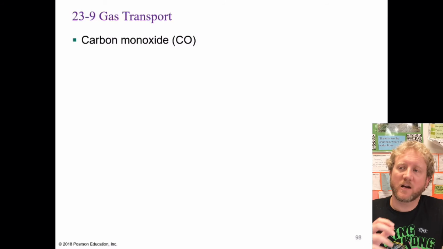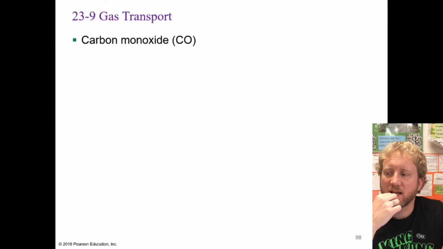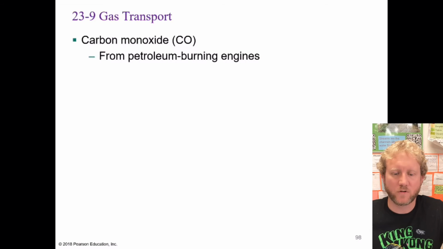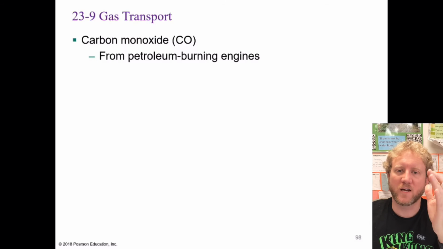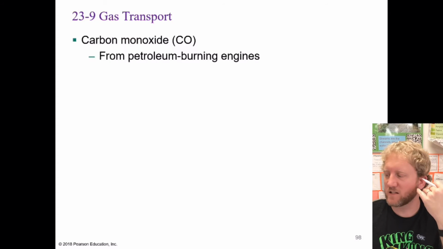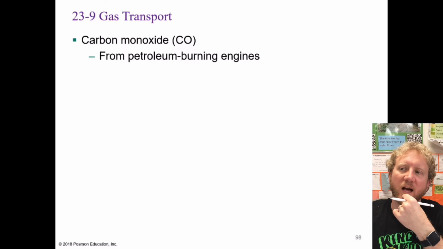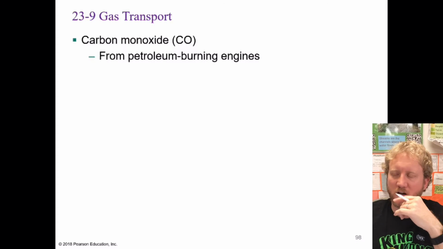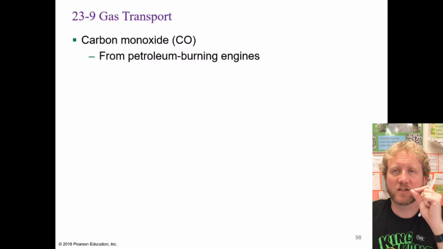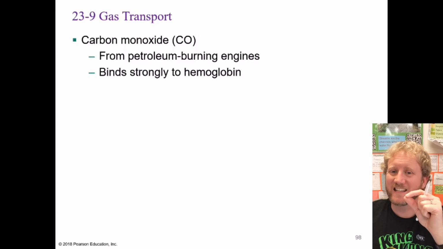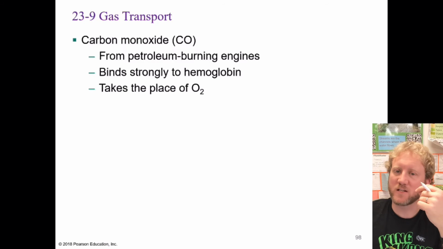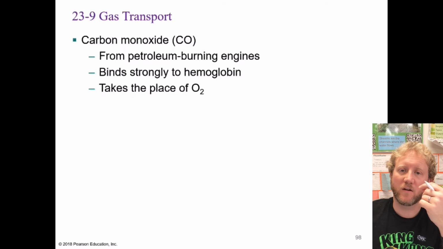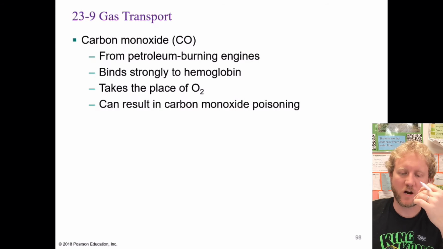This gets into carbon monoxide. Carbon monoxide is commonly found in the burning of fossil fuels, in petroleum burning engines, so your car, the bus, motorcycle, truck, airplane, stuff like that. They release carbon monoxide. Anytime you burn something, you release carbon monoxide. Carbon monoxide binds very strongly to hemoglobin, and it's very difficult for the hemoglobin to release the carbon monoxide. And so that takes the place of oxygen in the hemoglobin. And so that results in carbon monoxide poisoning.